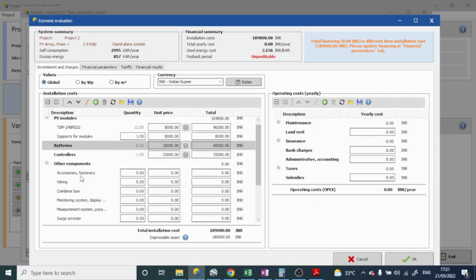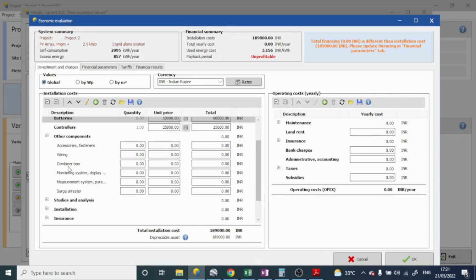Thereafter, other components involve some accessories: fasteners, wiring, combiner boxes, monitoring system and display, measurement and pyranometer, surge arrestor, and all that. Overall, for accessories, the fastener cost we will take as 2,000 on an average. This cost might increase or decrease based upon the project and the site also. Wiring, we are going to consider over here. On an average, the cost of the wiring we will take up to 2,000 over here. That will increase as per the site details also, or the length of the site and the overall site parameters.